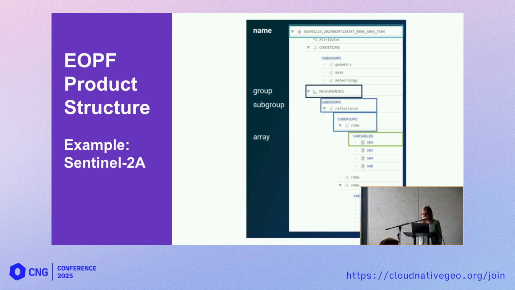And this could look like this for example with the Sentinel-2A data. So we see, for example, under measurements, we have a name of the data file, and then we have a group which is the measurements. And then under measurements, we can have different subgroups for different variables. So for example, here we have a subgroup reflectance, and then again a subgroup for the different resolutions. And then we have the different bands under variables.